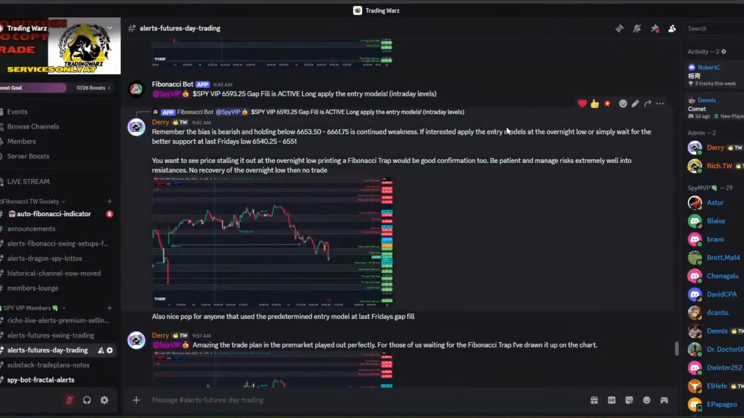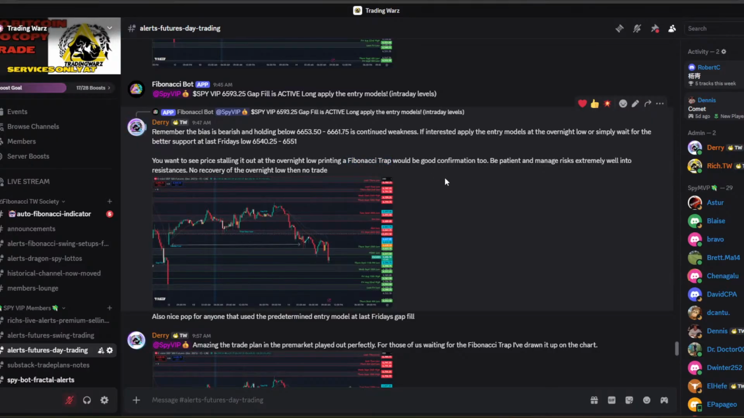All right, so when we go back to the Discord, I say we want to make sure we apply the entry model at the overnight low, or you guys can wait for last Friday's low 65.40 through 65.51. You want to see price action stalling out at the overnight low, or printing a Fibonacci trap would be good confirmation too. Anybody that waited for the Fibonacci trap, unfortunately, it just did not get printed. And it is what it is. You can do absolutely nothing about that if you're waiting for the Fibonacci trap.